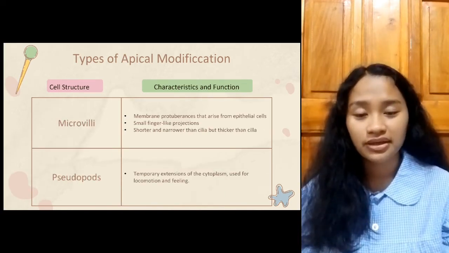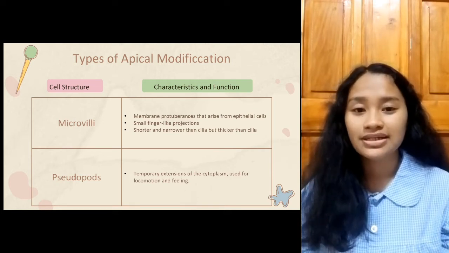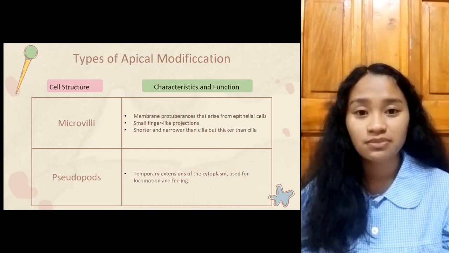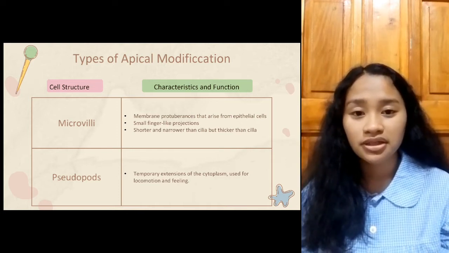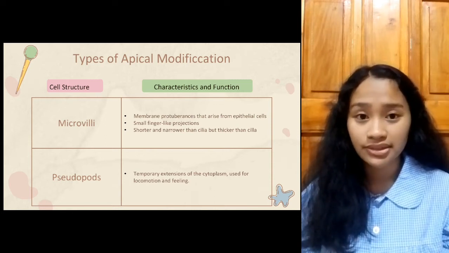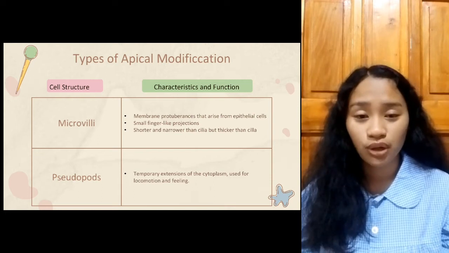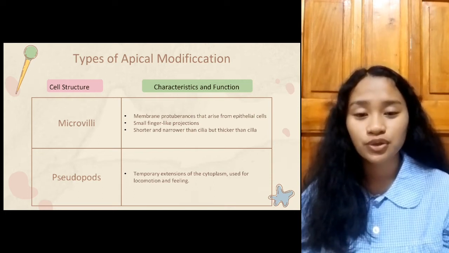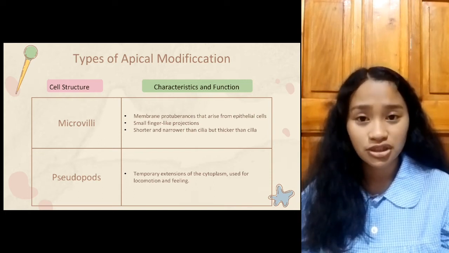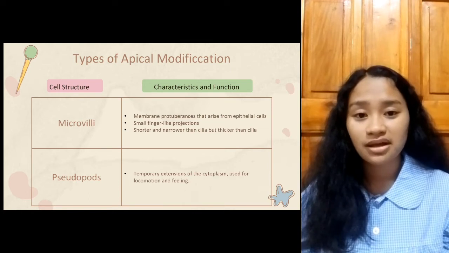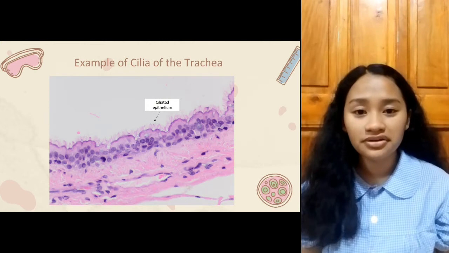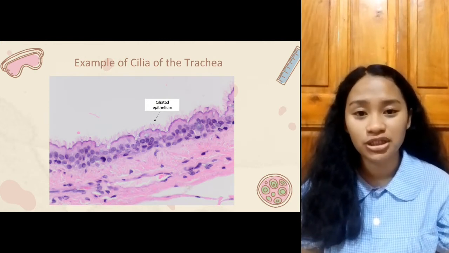Next, we have microvilli. Microvilli are characterized as membrane protuberances that arise from the epithelial cells. They are seen as small finger-like projections. They increase the cell surface area, which facilitates the absorption of nutrients, ingested food, and water molecules. Lastly, we have pseudopods. Pseudopods, as the name means false feet, are temporary extensions of the cytoplasm. These cell modifications are responsible for locomotion and feeding. Here are the examples of each apical cell modification.